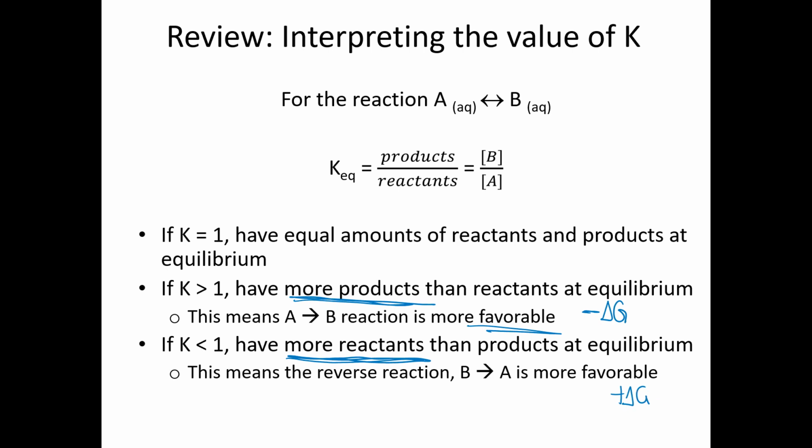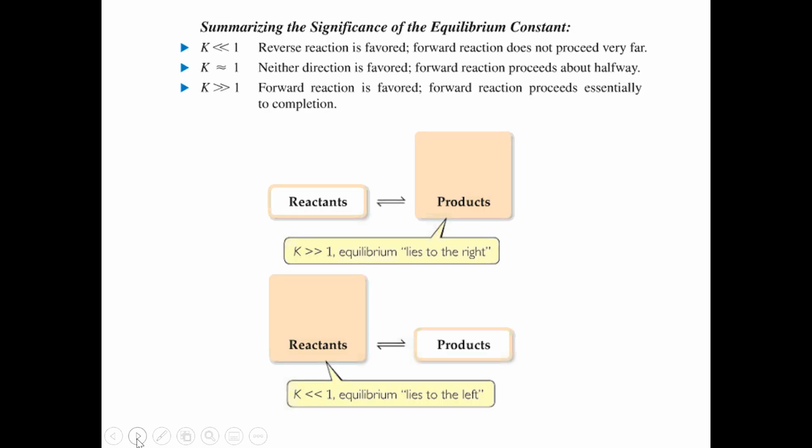And so therefore, you're not going to make very many products, and you're going to end up with mainly reactants in your mixture at equilibrium. Here is this as a visual, if this kind of helps you visualize what's going on. So this is the example where K is greater than 1. You can see we've got more products than reactants. This is the example where K is less than 1. We've got more reactants than products.